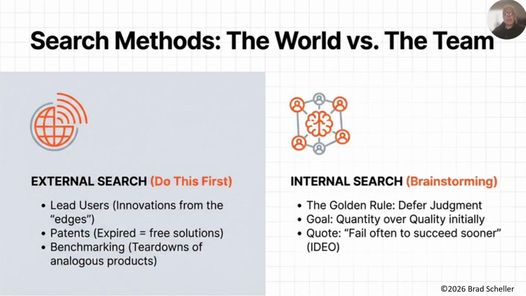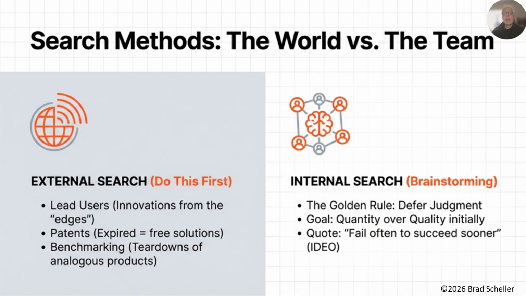External search has 3 main components. First, lead users. And these are people at the extreme edge of your market who have needs so acute that they've already created their own solutions. An example I keep coming back to is GitHub with open source code. Those developers are brilliant. They come out with ideas that Anthropic and Gemini and all those people start to steal and put into their product. We'll dive deep into this on the next slide.